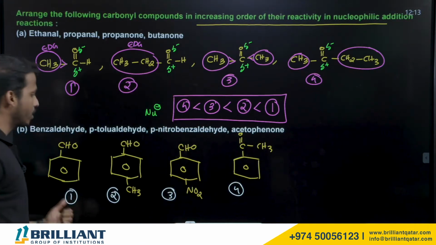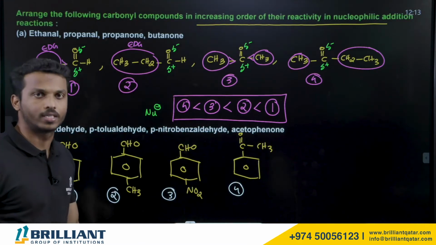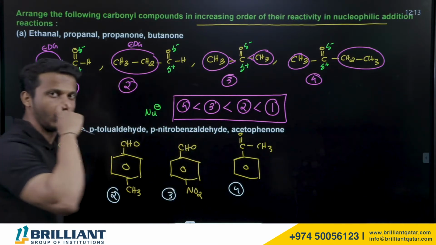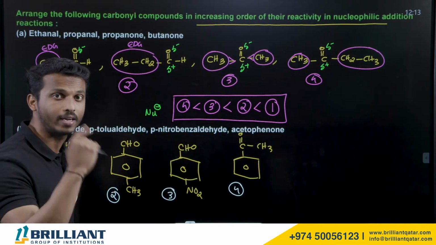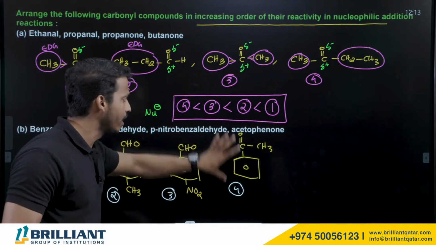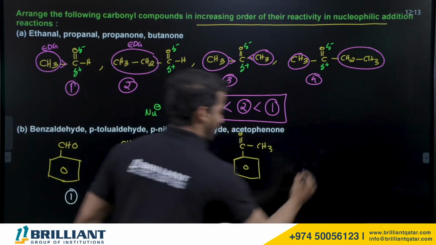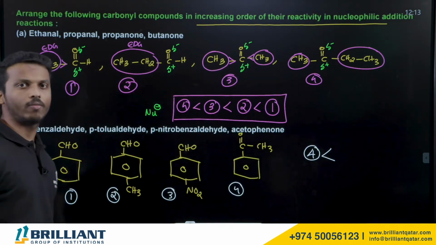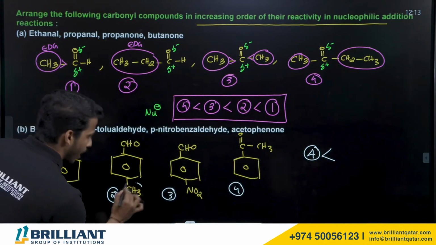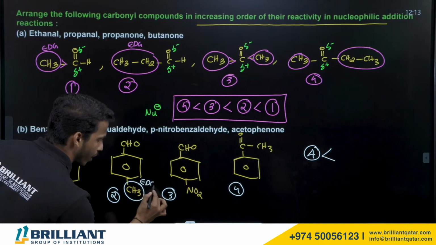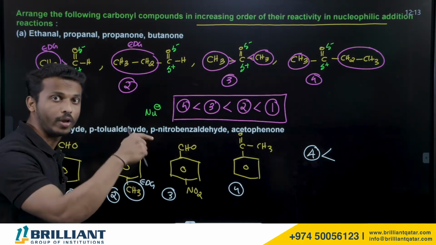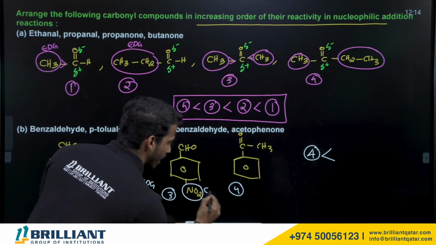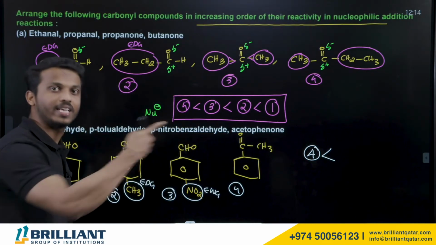Dear student, the first 3 compounds are all aldehydes. The last one is a ketone. We know aldehydes are more reactive than ketones, so I can place the ketone as the least reactive. So fourth one is least. Which is the most reactive aldehyde? Dear all, alkyl groups are electron donating groups. We already said electron donating groups will decrease the reactivity. Nitro group is an electron withdrawing group. It will increase the reactivity.